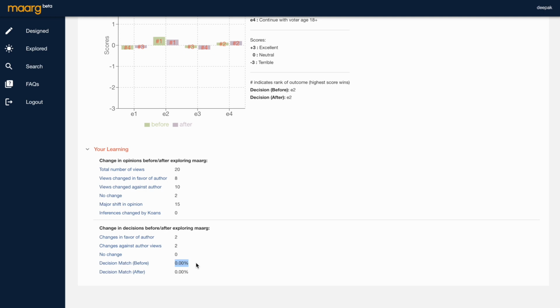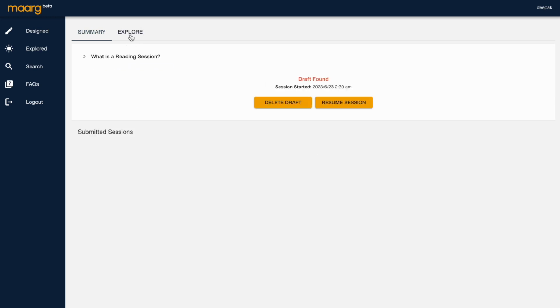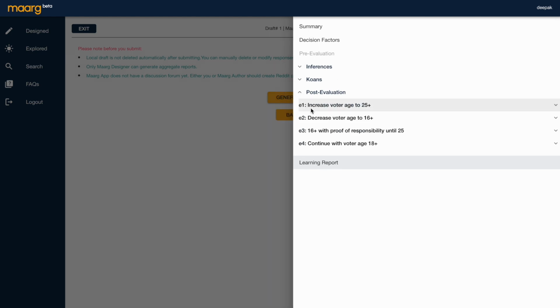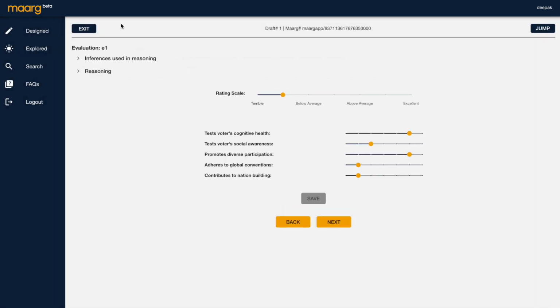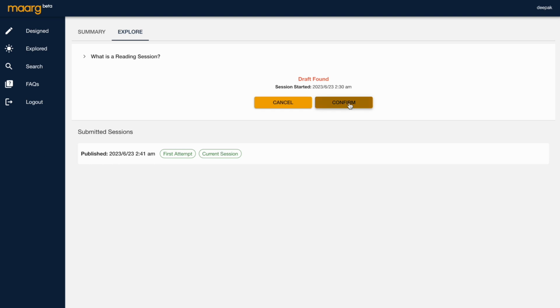You, as a reader, did not overlap before reading the Maarg, and it did not overlap after reading the Maarg. But the good thing is that some changes have happened in favor of the author, though some changes have gone against the author's views. That's all about the learning report. We can always exit this, and over here you can see this was the first attempt. The draft is kept for you locally in case you want to resume the session and change your previous scores, and then you can always submit a new session. But in case you don't want that, you can always delete the draft and start over fresh.